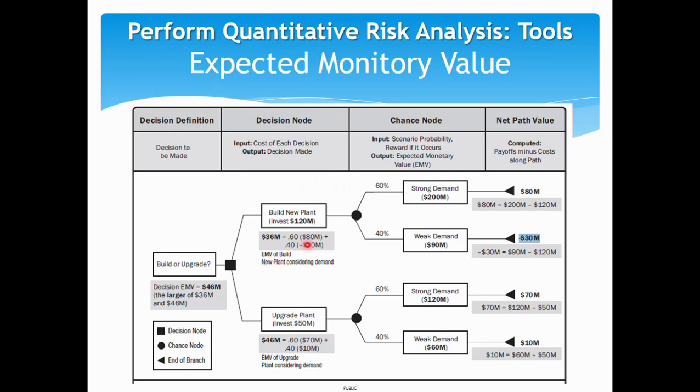That is nothing but multiplying the net path value by each path's probability. So 80 million into 60%, and minus 30 million into 40%, and you sum it up and come up with an expected monetary value for this entire path. Here also, 60% into 70 million and 10 million into 40%, this is a plus, and you can calculate the expected monetary value of this path. Basically, the highest expected monetary value is taken into the decision making.